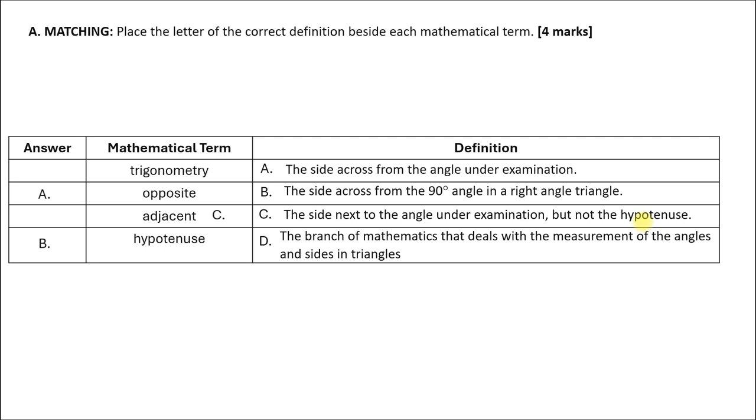And C, the side next to the angle under examination, or the reference angle, but not the hypotenuse, is the adjacent, leaving, of course, trigonometry to be the branch of mathematics that deals with the measurement of the angles and sides in triangles.